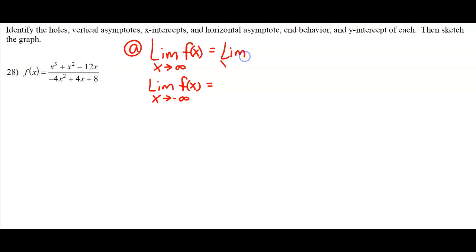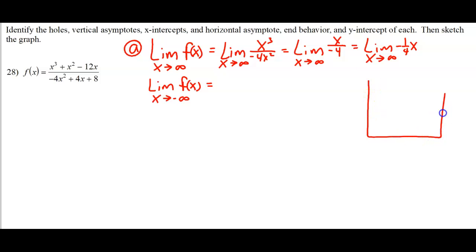So that would mean we would need to start by saying, okay, this limit is equal to x cubed over -4x squared. And that reduces to x over -4. And I told you guys during the course of that lesson that it's probably a good idea to rewrite that as -1/4 x. And then from there, we would use our polynomial worksheet or reference chart to know which way the arrows go.